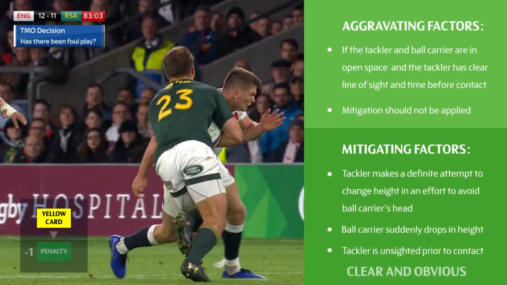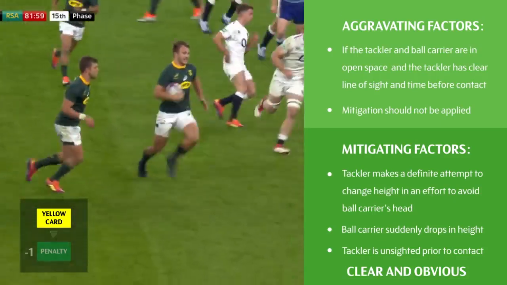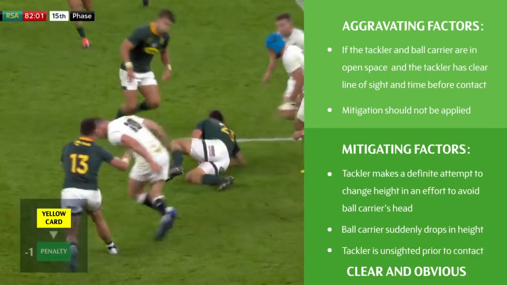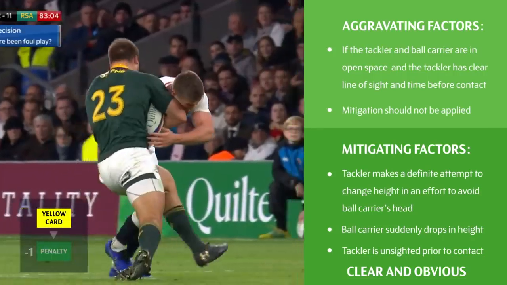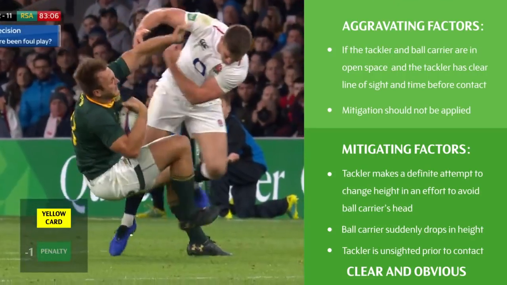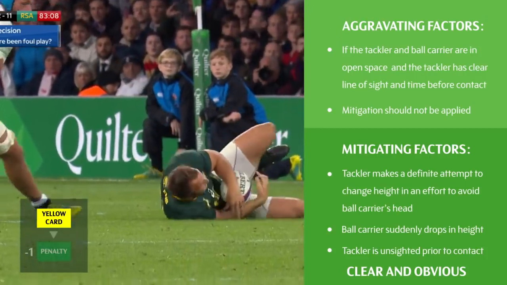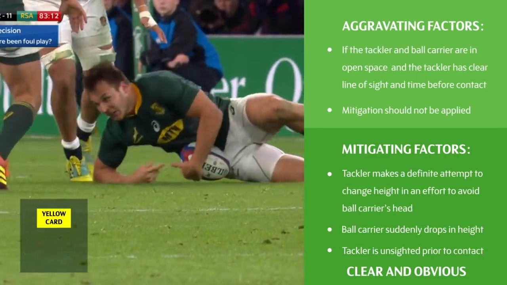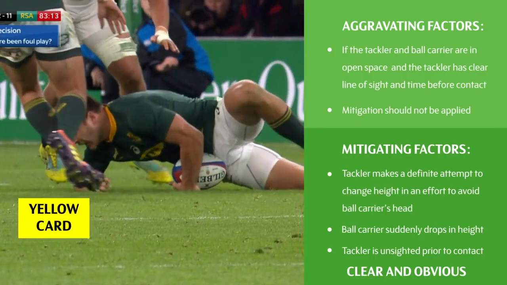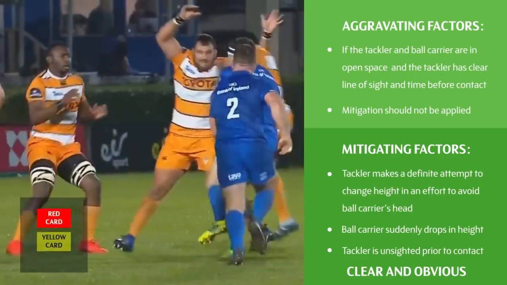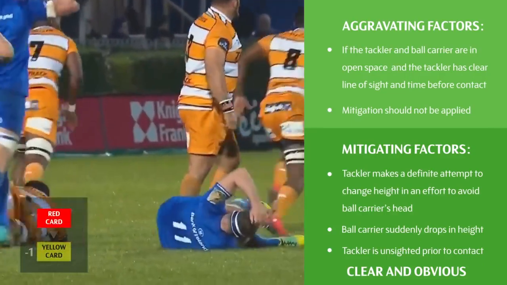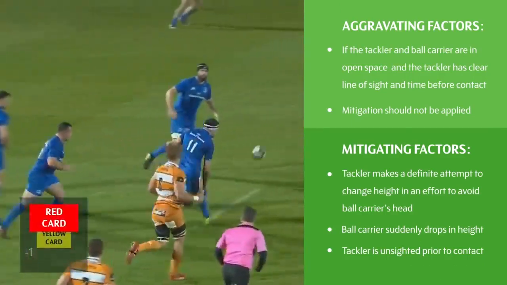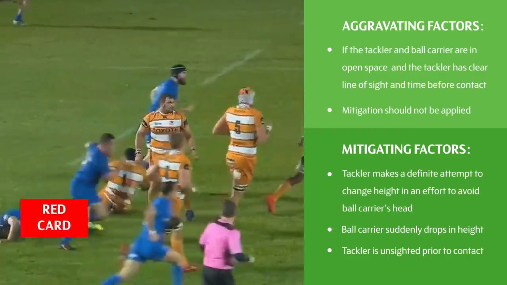The following possible factors may be present, but they must be clear and obvious in order for the sanction to be reduced. In this example, both players are in space and the tackler has a clear line of sight prior to the tackle, so aggravating factors are present. There are also no clear and obvious mitigating factors. Therefore, the final decision remains a yellow card. In this example, there are no clear and obvious mitigating factors, so the final decision remains a red card.